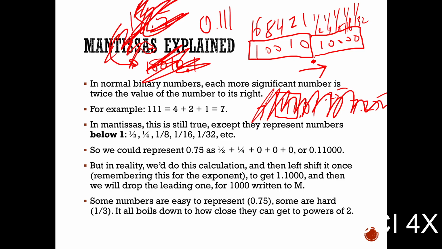0.875. So yeah, that sounds right to me. 0.5 plus 0.25 is 0.75. 0.75 plus 0.125 is 0.875. Yes, good. So yes, very good, very good. Faster than I figured out. So that is 0.875.